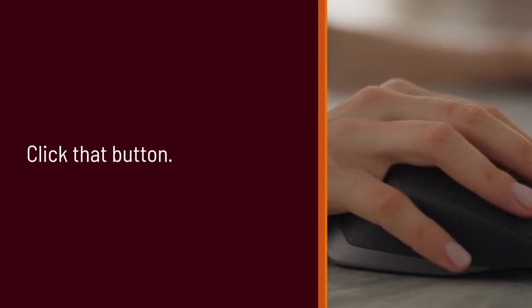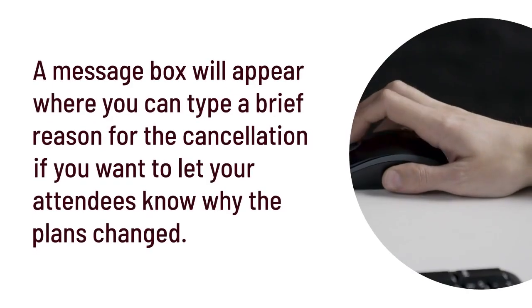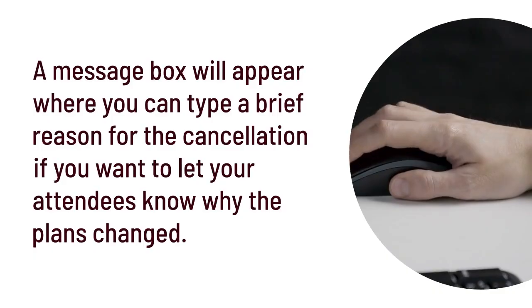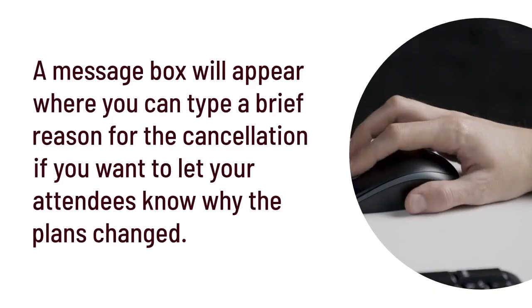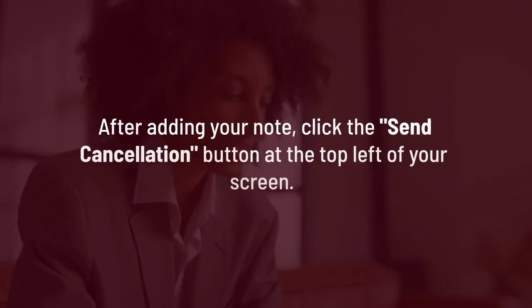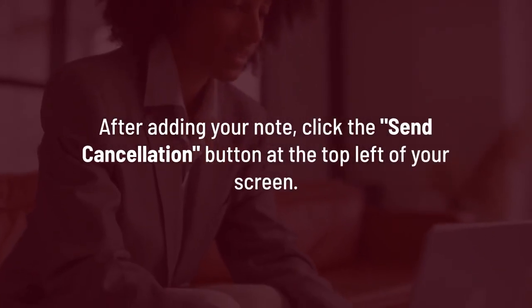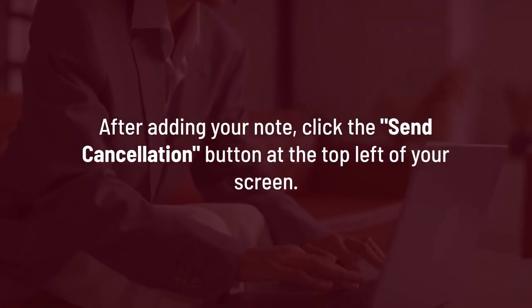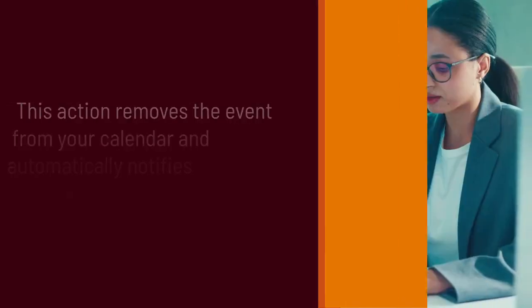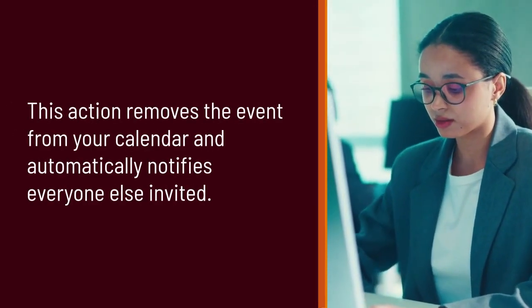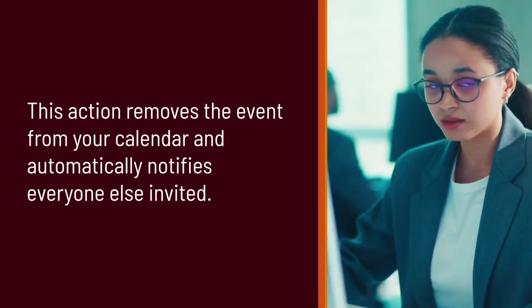Click that button. A message box will appear where you can type a brief reason for the cancellation if you want to let your attendees know why the plans changed. After adding your note, click the Has Sent Cancellation button at the top left of your screen. This action removes the event from your calendar and automatically notifies everyone else invited.